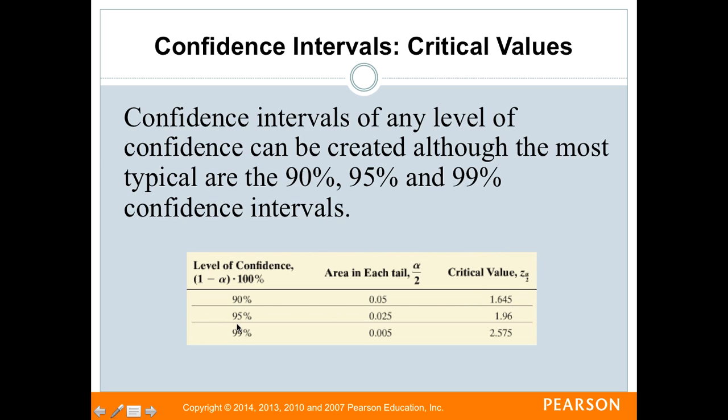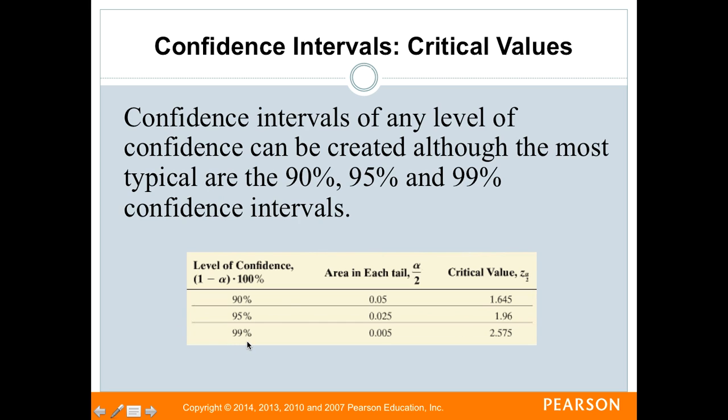Now, if you look for 95% confidence, that means that we have 5% not confident, which would mean that we have 2.5% in each tail. So again, if you go to your z-table and you look in the body and try to find 0.025, the closest value you should find should be 1.96, and that's your critical value there.